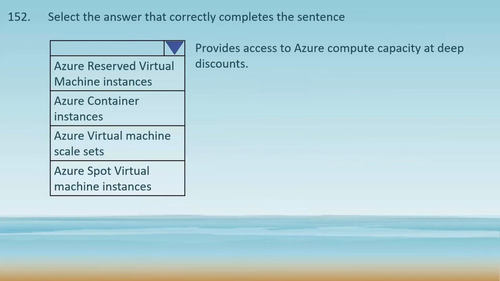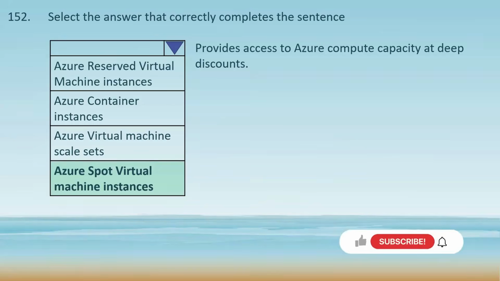Next question. Select the answer that correctly completes the sentence. Now you have four options, which is Azure Reserved Virtual Machine Instances, Azure Container Instances, Azure Virtual Machine Scale Sets, Azure Spot Virtual Machine Instances. Which of the following provides access to Azure compute capacity at deep discounts? And the correct answer in this case is Azure Spot Virtual Machine Instances.